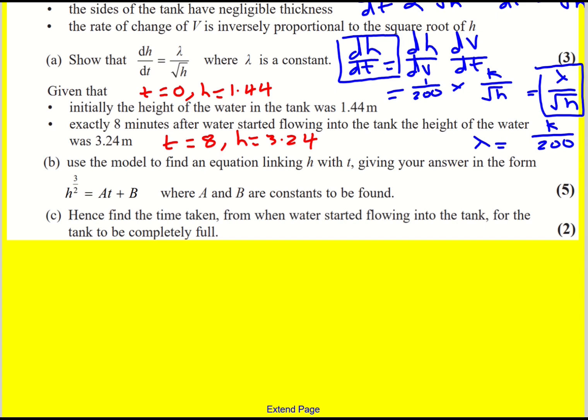Okay, well, we want to integrate essentially. We've got the rate of change of the height with respect to time, but it's in terms of the height. We can't just integrate because the height is a function of time. So we need to first of all do separation of variables. I'm going to multiply through by the square root of h, and I'm also going to write it as h to the half because that's going to be more useful in a minute.